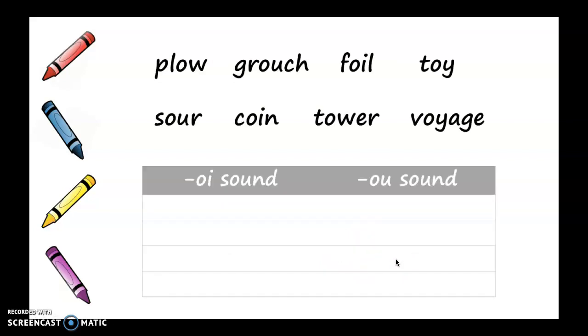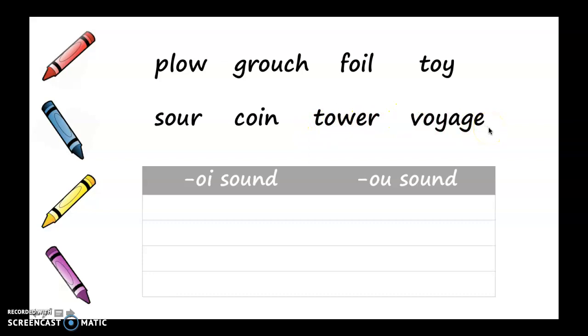Now that we have taken a look at a couple different pairs of words, what I would like you to do is to specifically work on words that have the oi and the ow sound. You are going to see 8 different words up here. These words are plow, grouch, foil, toy, sour, coin, tower, and voyage.